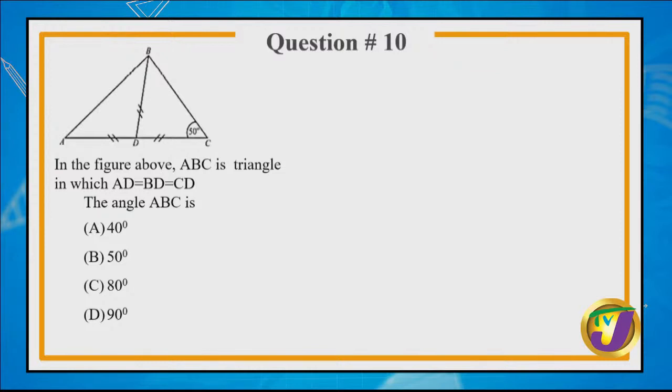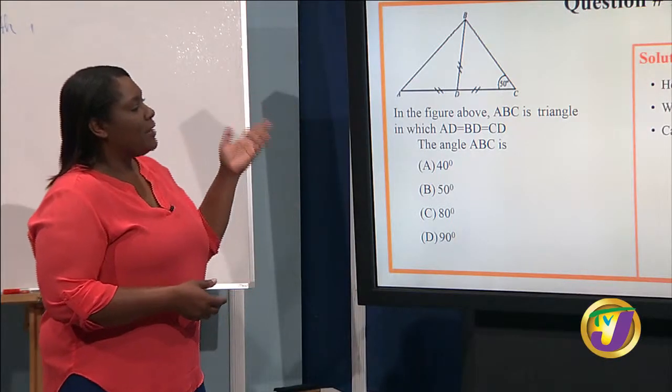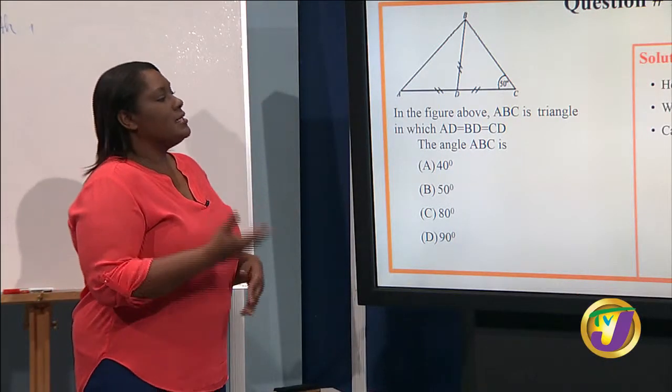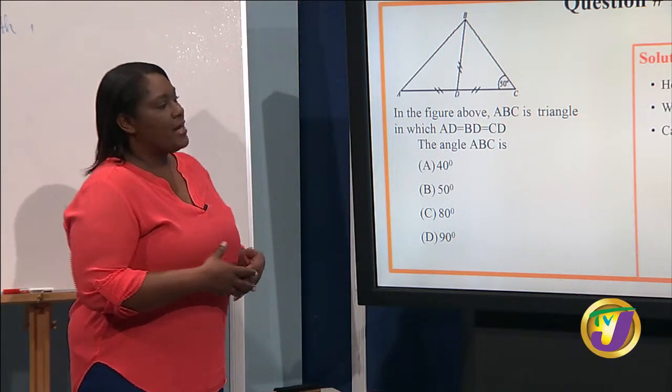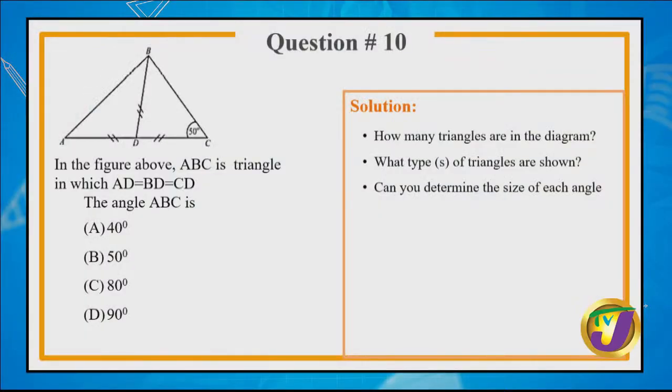The angle ABC is the angle that we need to find, so we must try and identify that angle on the diagram. There are a few questions that you need to ask yourself while you are working through this question. Some of these are, how many triangles are in the diagram?